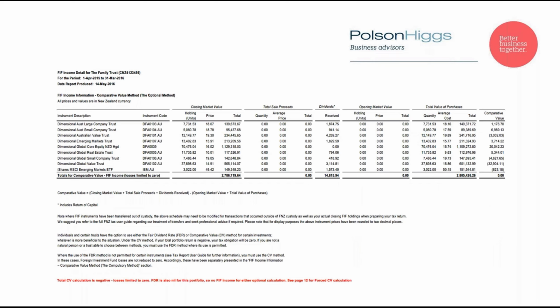Here are the schedules I was talking about that we need to refer back to when we're trying to calculate our foreign tax credit. So this schedule here is my calculation of my CV. It breaks it down into each individual share that is in the CV. They'll provide one schedule for the CV calculation, one schedule for the FDR calculation. The FDR example is not included.